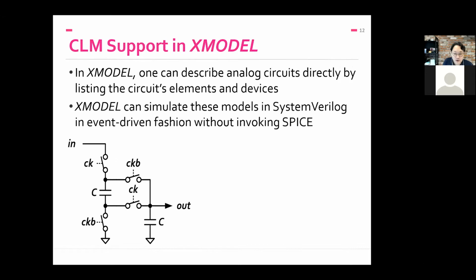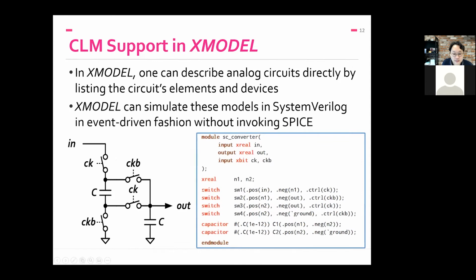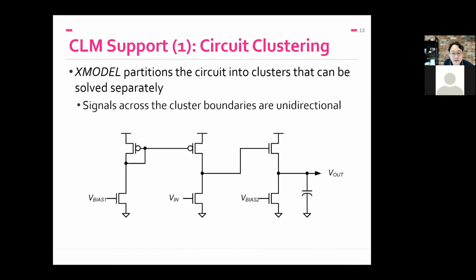So in X model, if you want to describe the circuits using this conservative system model, like a network of circuit elements, you can do that. You can just list the elements one by one, let's say a set of switches connected with capacitors, and this will work as is within SystemVerilog. So X model knows how to simulate circuits that are described as a network of these elements without SPICE. And how does it do that? Let me give you a brief idea on how it does it.